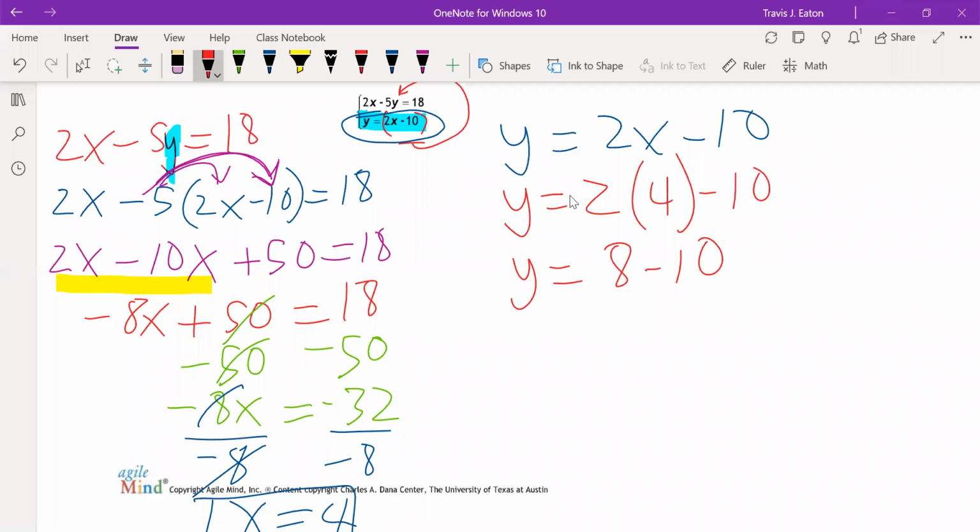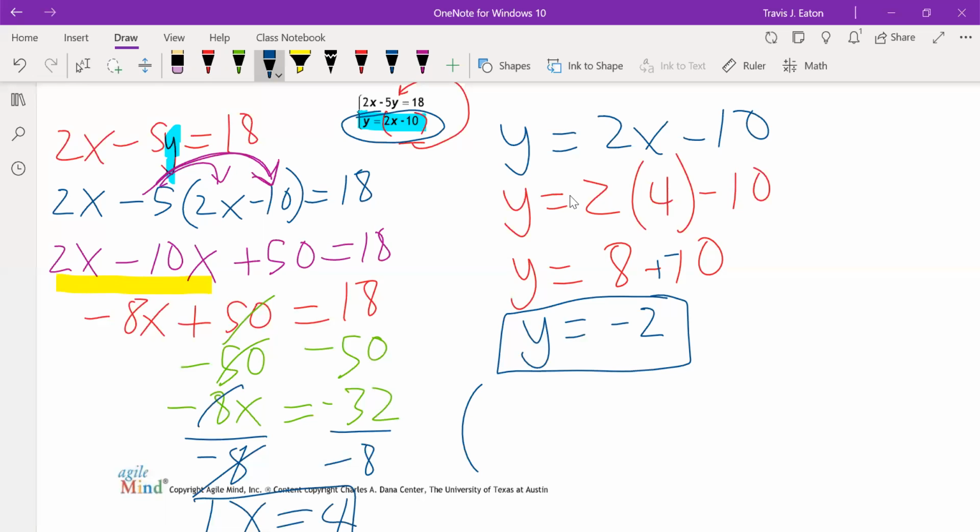And 8 minus 10, if you remember what subtraction is, it's adding the opposite. So you say, okay, that's plus a negative 10. And 8 plus negative 10 is negative 2. So y equals negative 2. There, we have found our x, we have found our y, and we can substitute those back into our equation to check to make sure that that is correct. But our ordered pair, our solution here, is 4 and negative 2. And there is our solution.